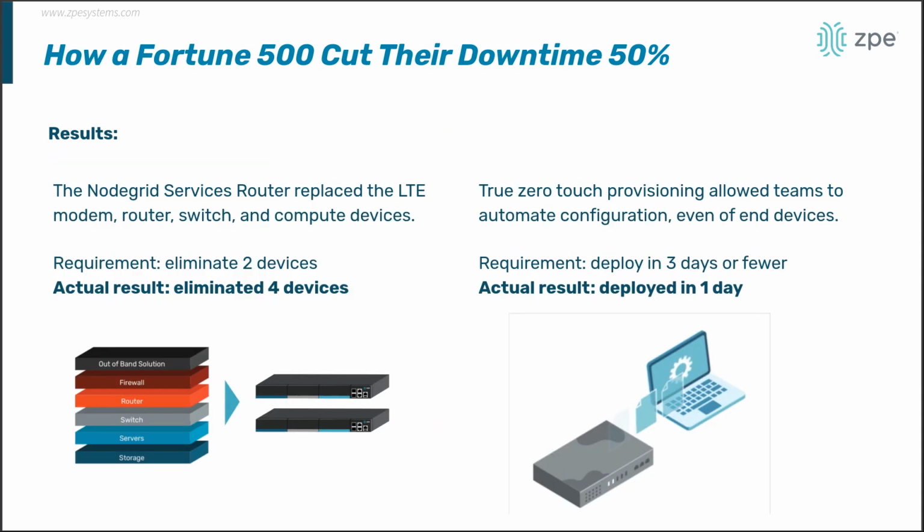On that side, we actually overachieved their ultimate goal. They were looking at getting rid of at least 2 units roughly. So here for them, we were able to eliminate 4 physical appliances with a single device.